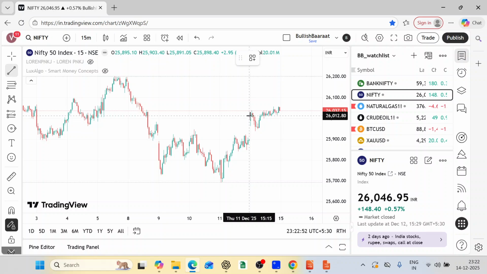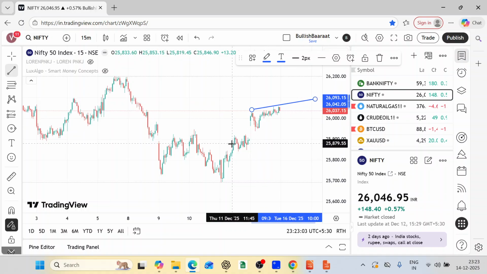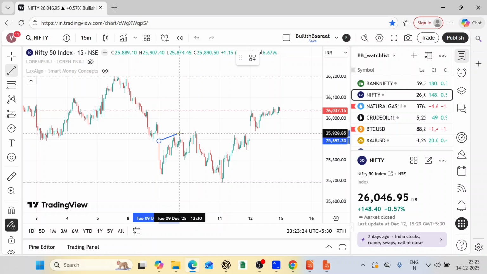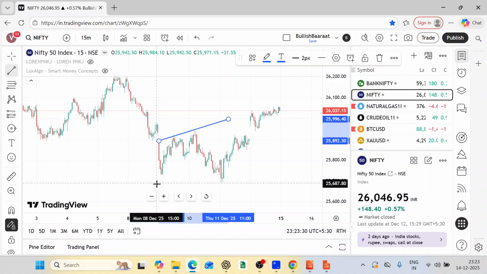Here, this is the higher high point, and we are drawing from this point to this point. So this is a trend line. Or if you want to see a trend line which has 3 points, let's draw here. Before that, let me remove this. Select the trend line again, and this is a higher high point. See, 1 point, 2 points, and this is the third point. So this is a trend line.